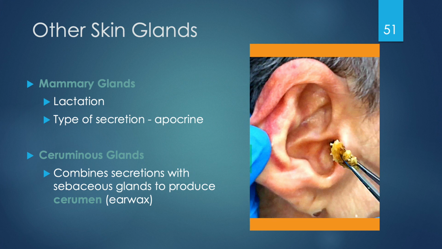There are also ceruminous glands, which is indicated by the image to the right, which I apologize for. I realize this is disgusting, but what you see there is cerumen or earwax, and that is formed by combining secretions from the ceruminous glands with contents from the sebaceous glands together. So it's a combined product, but together we'll just call it cerumen or earwax.